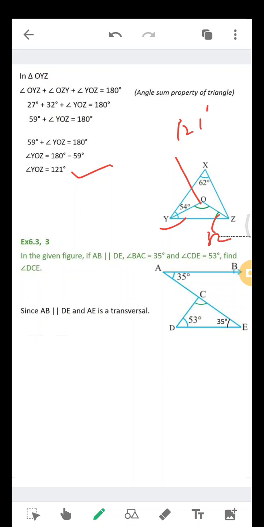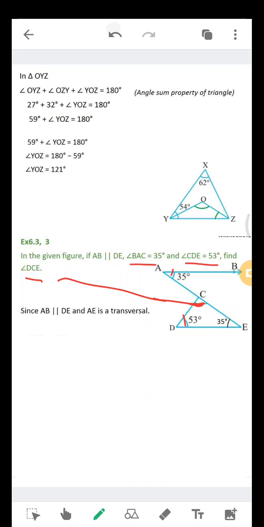Now let's go for the next, third question of exercise 6.3. In this question you can see the figure is given and a few angles are given and we have to find the missing one. In the figure, AB is parallel to DE. These two are parallel lines, so I can use corresponding angles or alternate angles axiom here easily. Angle BAC is given to us as 35, angle CDE is given to us as 53. We have to find angle DCE. This is our angle which we have to find.